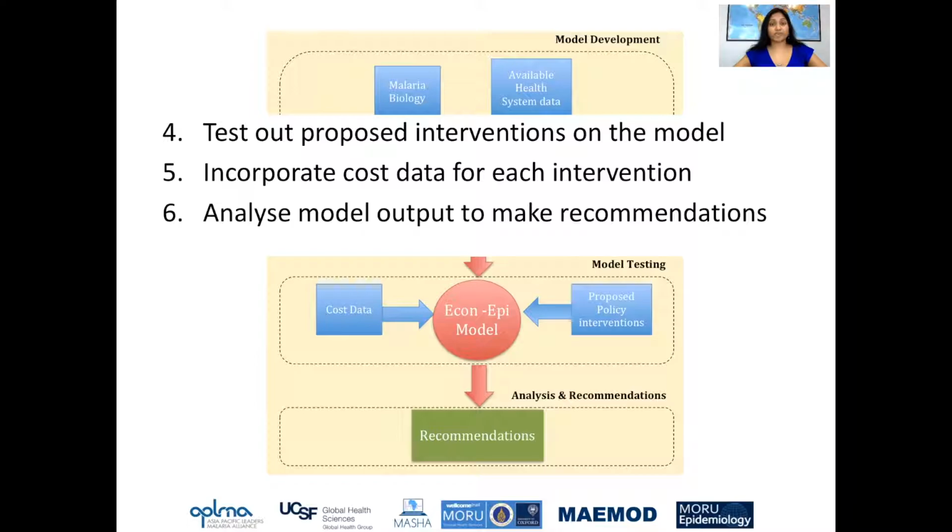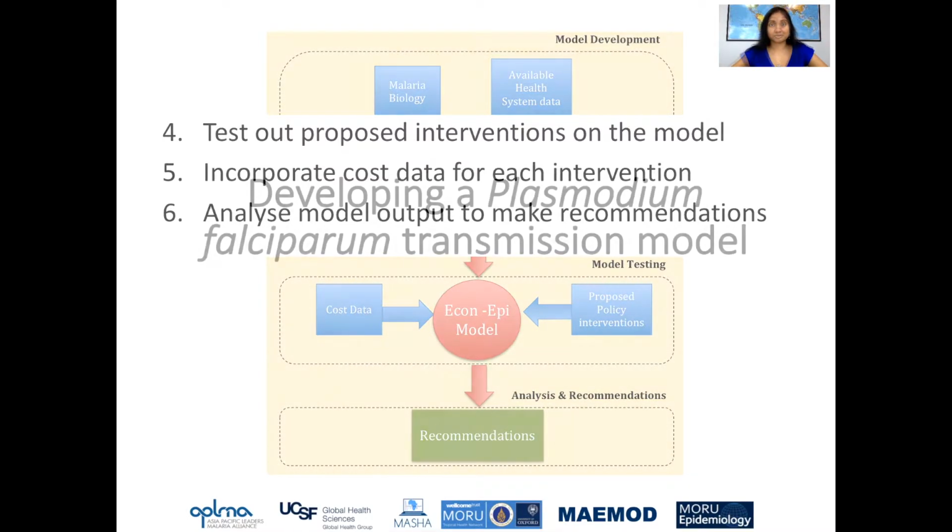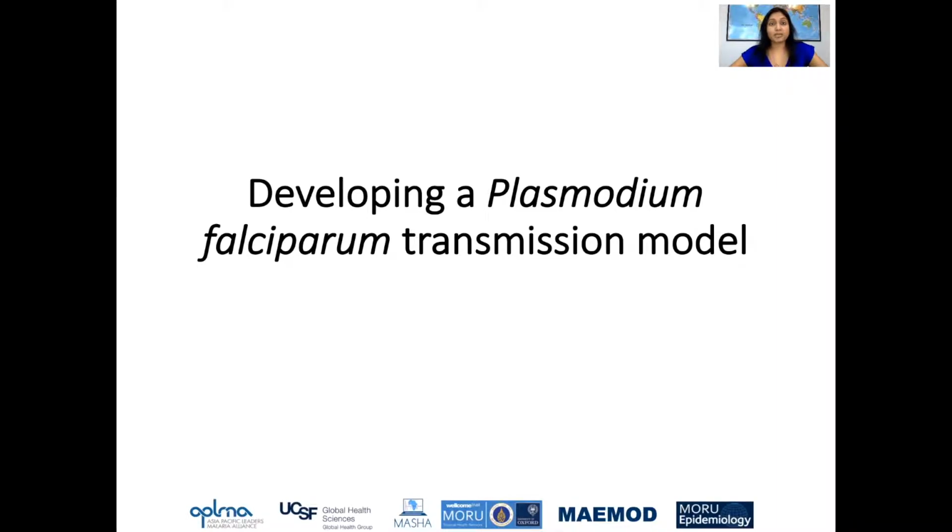The model testing phase involves predicting the potential impact of proposed interventions against malaria on the computer-generated population and computing the costs of these interventions. This step is repeated several times to account for uncertainty in the epidemiological and cost data. The results are then analyzed to make recommendations. The model development phase of the METCAP model involves developing a transmission model for Plasmodium falciparum malaria and Plasmodium vivax malaria. Let's begin with falciparum malaria.